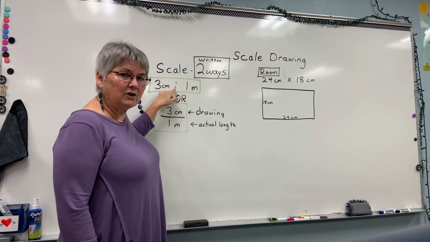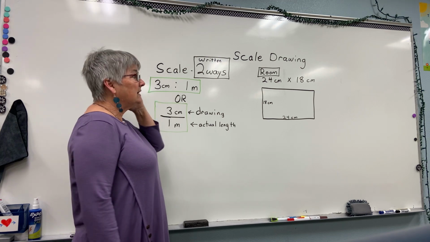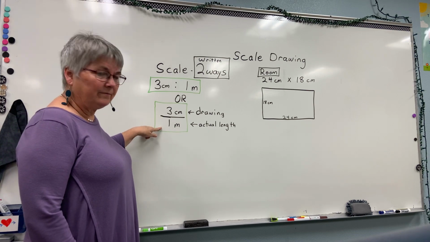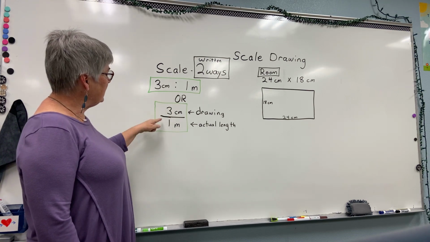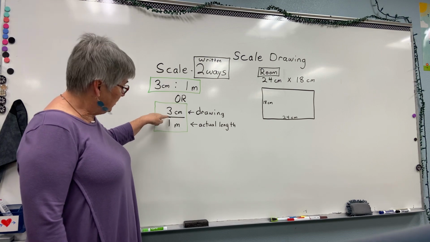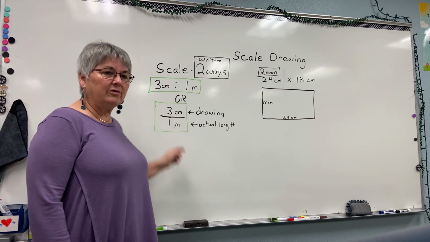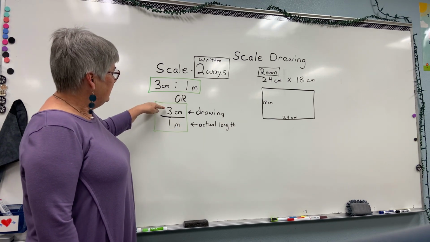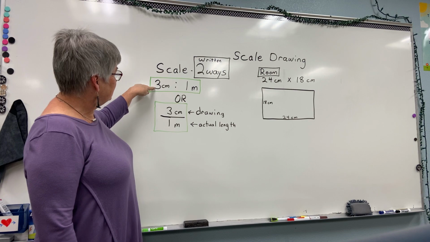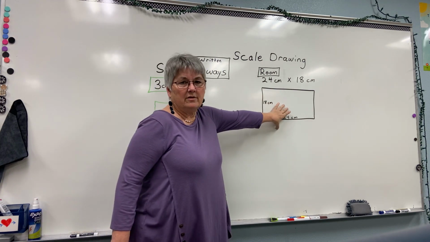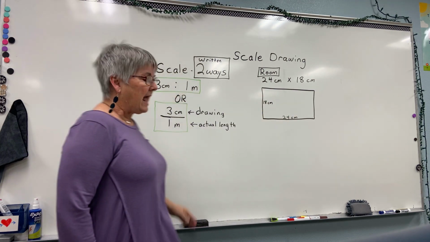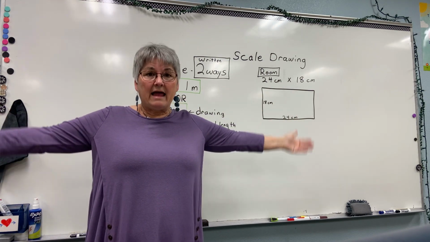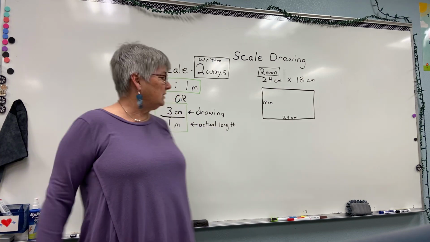The second way that you're allowed to write a scale is looking like a fraction. So 3 centimeters over 1 meter. It still can be read 3 centimeters to 1 meter. That's how we would read it. The numerator, the first number, represents the drawing, the length on the drawing, and the denominator, or the second number, represents the real life length, the actual length.